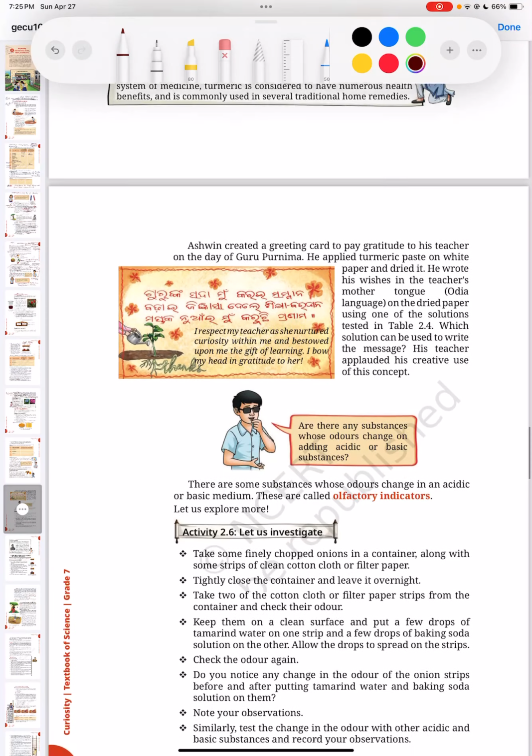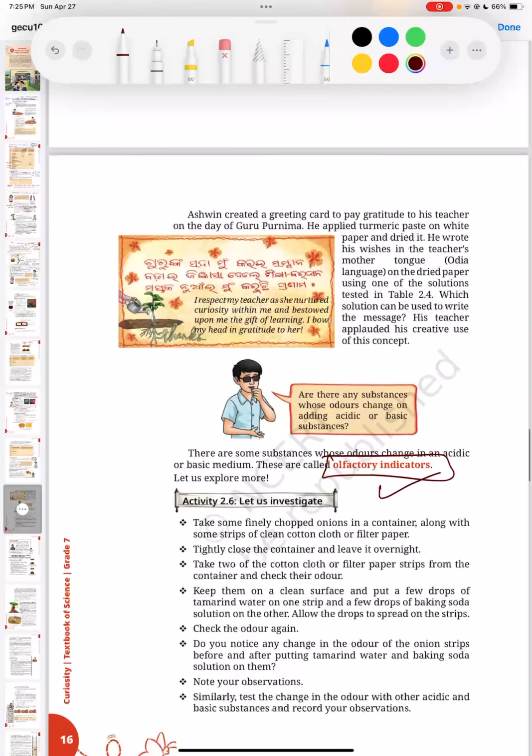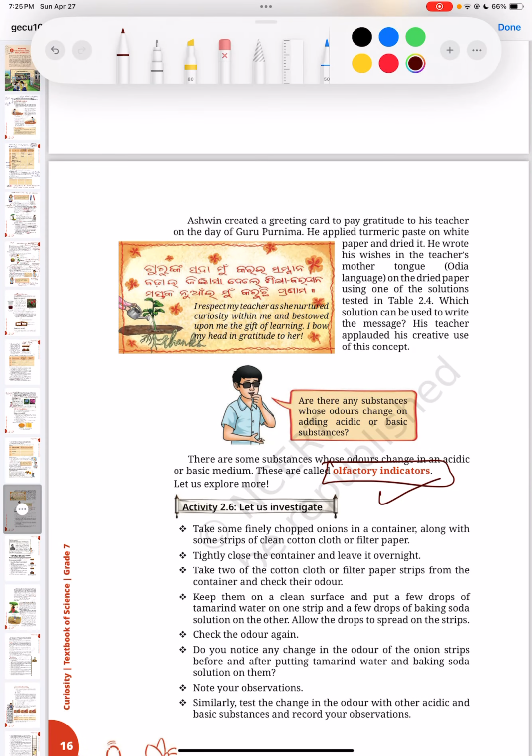All right. Now we have something called olfactory indicators as well. Remember that all the indicators that we have studied up until this point rely on the visual cue. Only if one can see the color, see the change in the color, can one identify whether that substance is acidic or basic, right? But what if the person is blind or color blind, or cannot see colors well? In that case visual indicators will fail, and we will need what are called olfactory indicators.